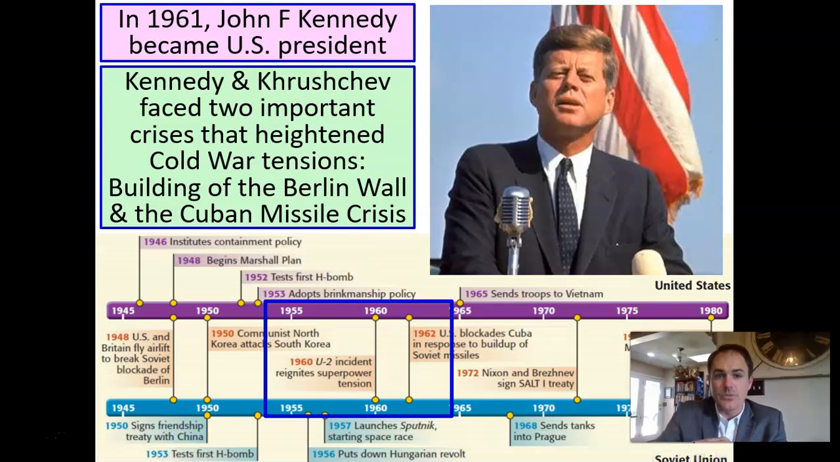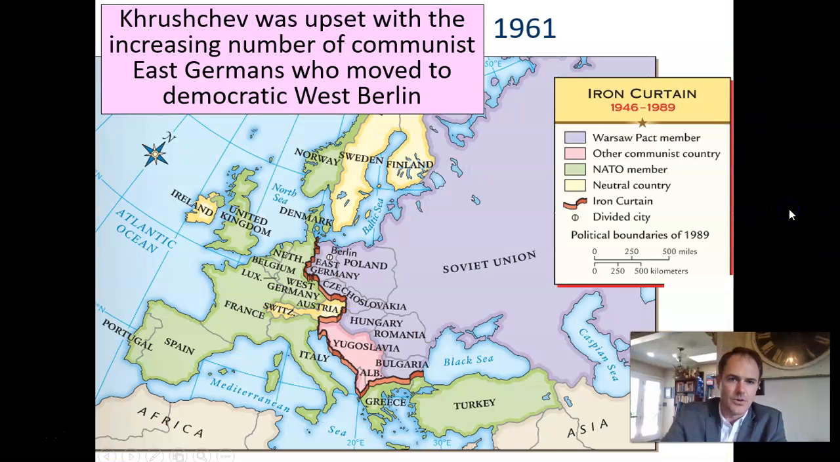All right, in 1961, John F. Kennedy becomes president. He's seen as a Cold War hawk, right? He's seen as aggressive in his fight against the Soviet Union. And he and Khrushchev faced two important crises that really heightened Cold War tensions: the building of the Berlin Wall and the Cuban Missile Crisis. So let's get into those, right?